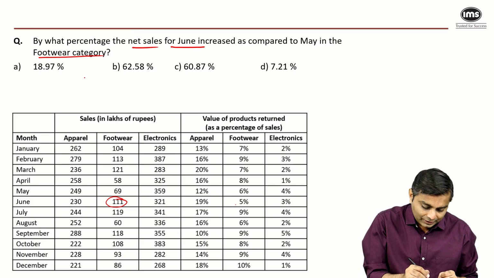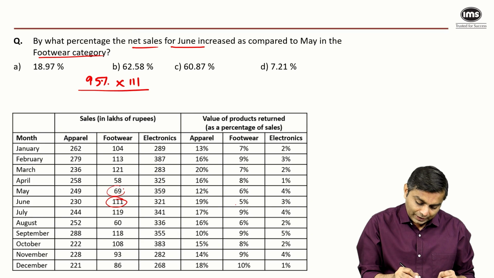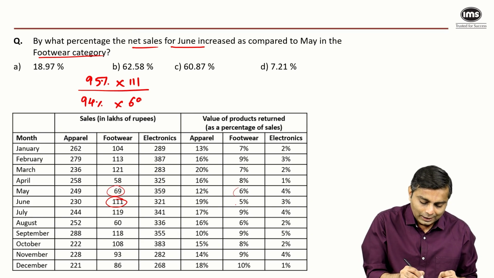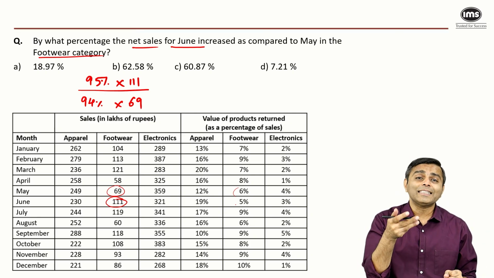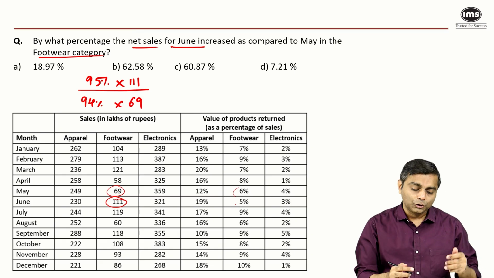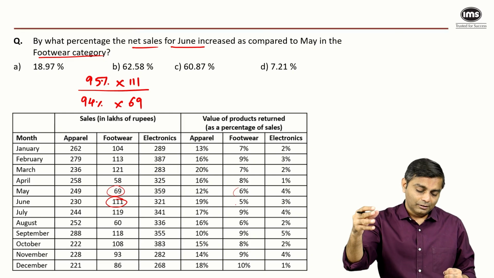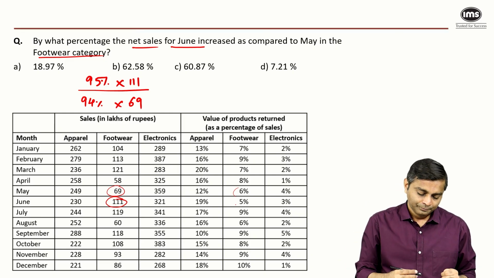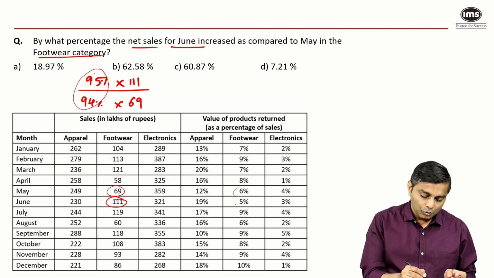So, I'm going to write this as 95% into 111 upon May, which is 69 and 6, so 94% of 69. This will give us the increase. Okay, actually percentage increase upon the original. So actually the numerator should be 95% of 111 minus 94% of 69, upon 94% of 69. But we can work on that a little later. For now, 95, 94, very similar. I'm very tempted actually to cancel all of this.